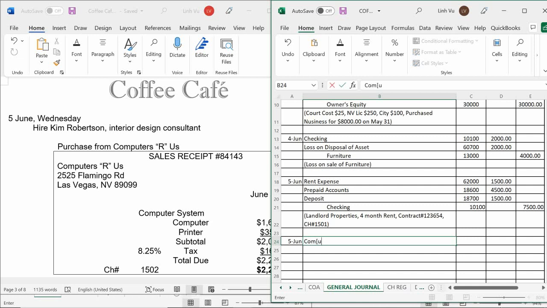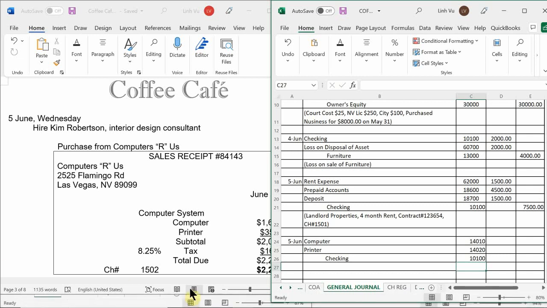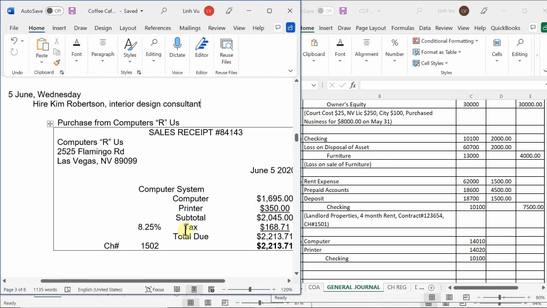Computer and printer. And of course, I made a payment by writing a check, so that means it's going to come out of my checking account. So 1410, 1420, and 10100. Let's take a look at this receipt. I purchased my office equipment, my computer and my printer. This is their price. Now, because I went to the store and had to pay something in order to take it back to my store, how am I going to figure this number out? What is this payment that I had to pay in order to get this asset to my store?